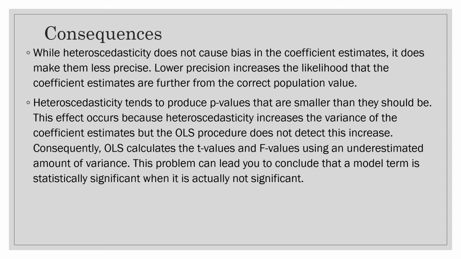Having discussed the ways to detect heteroscedasticity, let's understand the consequences of the same. What will be happening if your model faces a problem of heteroscedasticity? If there is heteroscedasticity, it does not cause bias in the coefficient estimates, but lower precision would be there, which would lead to problems in your estimation. Then you will be facing p-values that are smaller than the actual ones. I mean, the p-values are smaller than they should be.